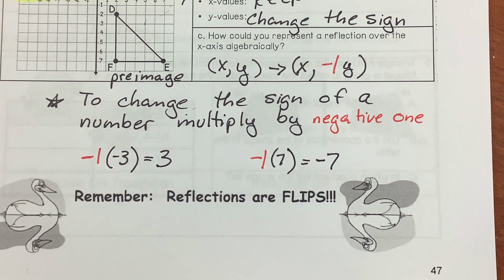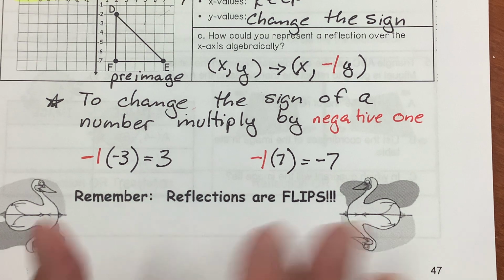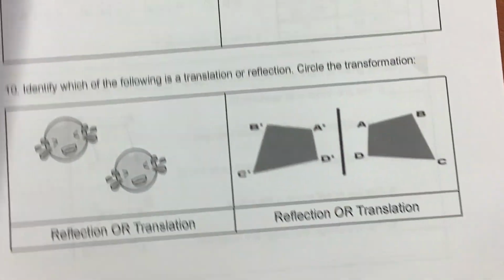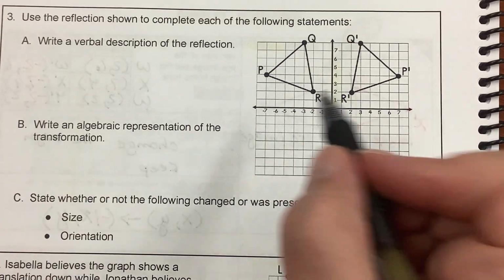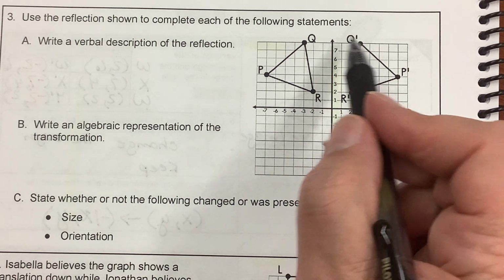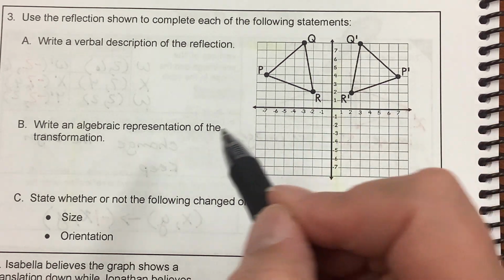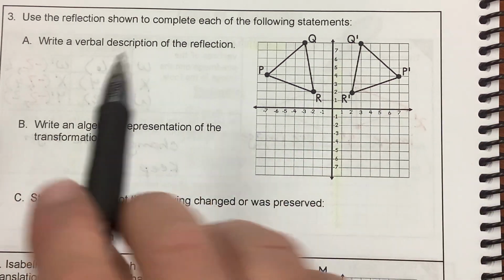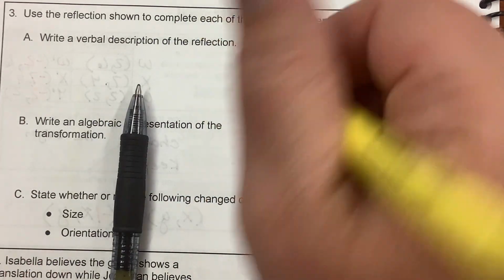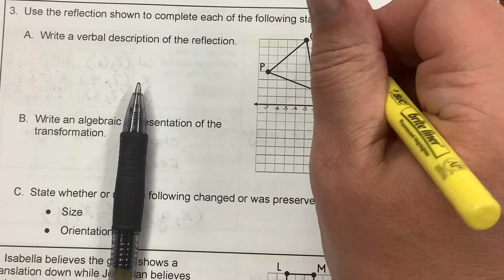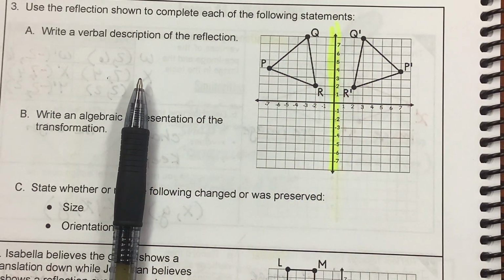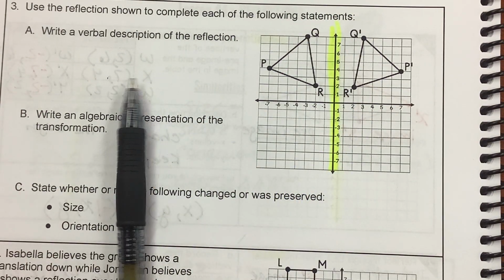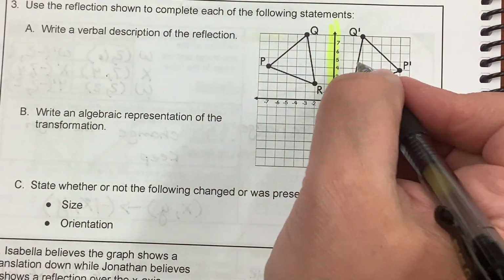Please remember that reflections are flips. You're flipping over. Let's take a look at some more here. Use the reflection shown. Here's the Q prime, R prime, P prime. Write a verbal description. Well, what did I flip over? Here is my line of reflection, which I was going to highlight a little better. I reflected over the x-axis.